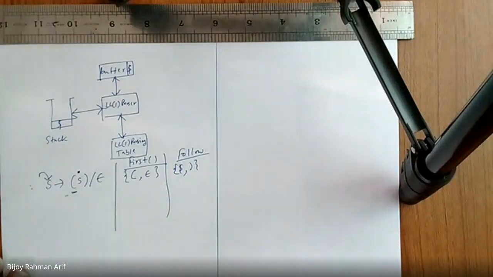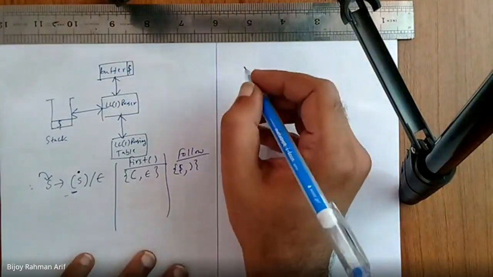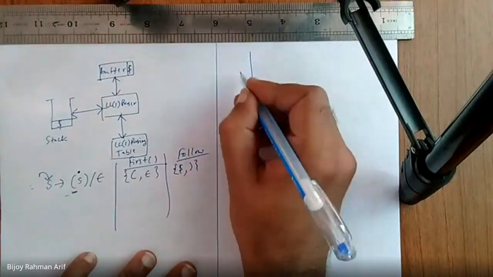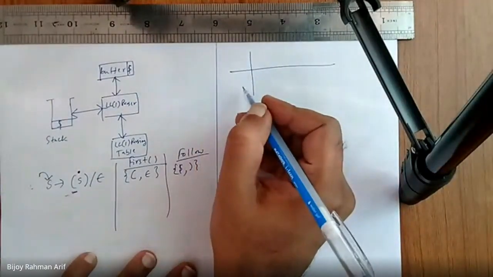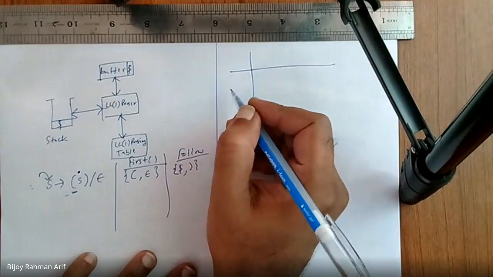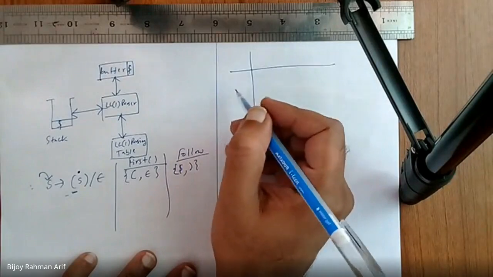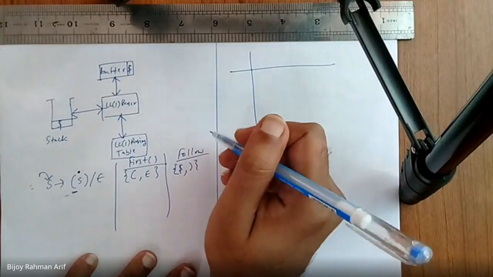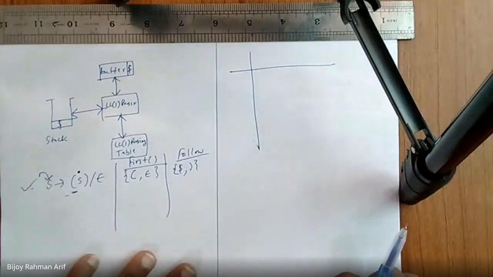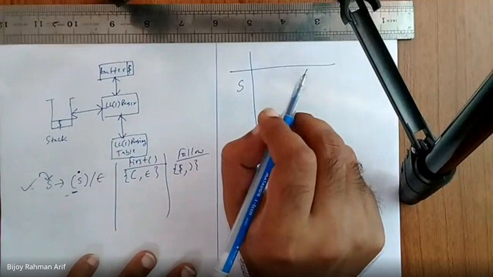Now, during generating the parsing table, how can I construct a table? You are going to create a table like this. On the leftmost column, you will put all the variables. So how many variables are there in this grammar? One, that is nothing but S. On the topmost row, you are going to write all the terminals.